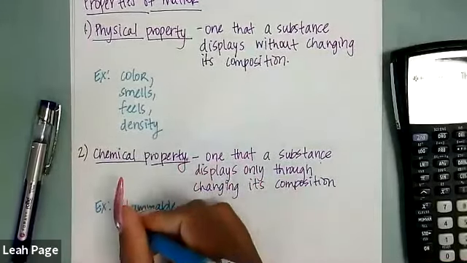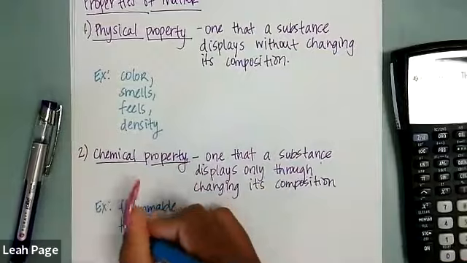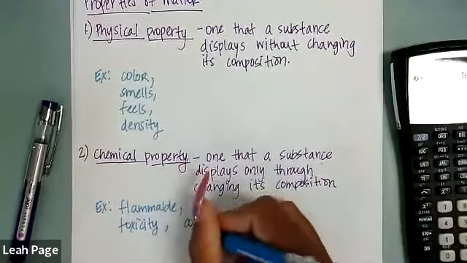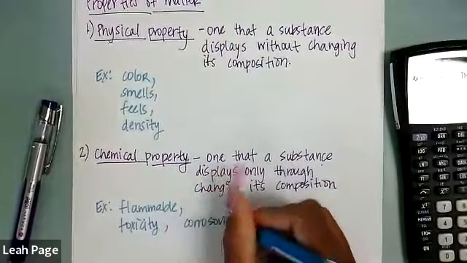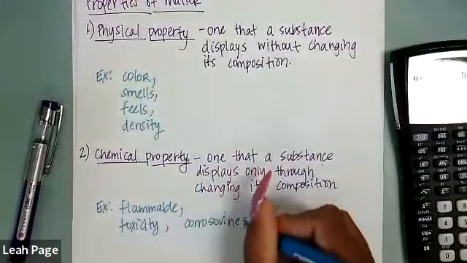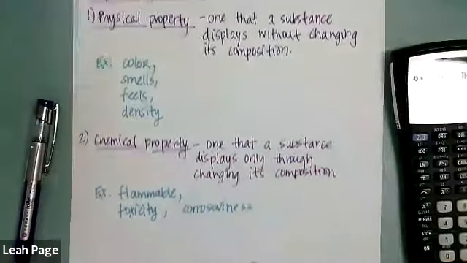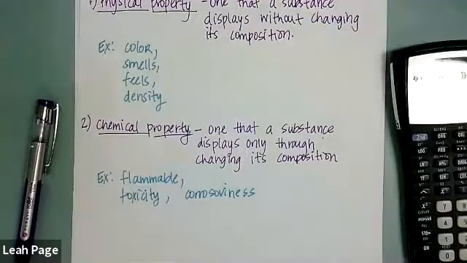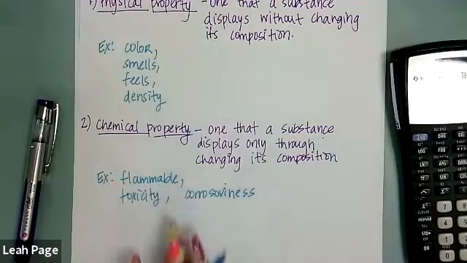Another example of a chemical property is toxicity and corrosiveness. I only know that it is corrosive after it corrodes. So, these are physical and chemical properties.